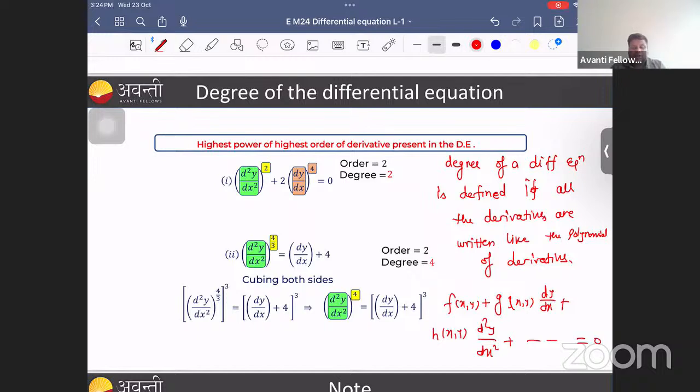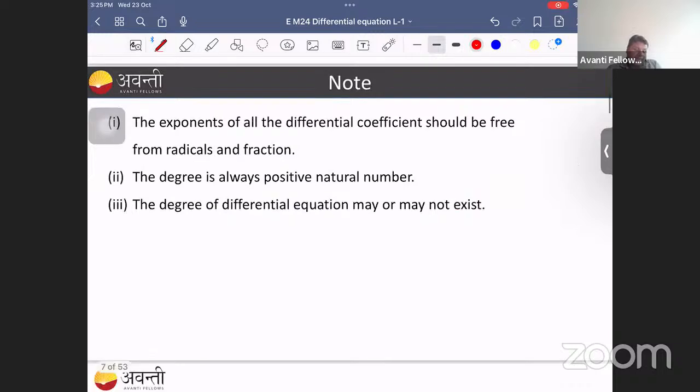So if you see, the entire equation is in the form of polynomial of derivatives. Got it? Like here, if I see directly, order we can see, but degree we cannot conclude. So what do I do? I raise to the power 3 both sides. So it will become d2y by dx square power 4 is equals to dy by dx plus 4 whole raised to the power 3. Now the highest order derivative is 2. Its power is 4. So degree is 4. Am I clear?